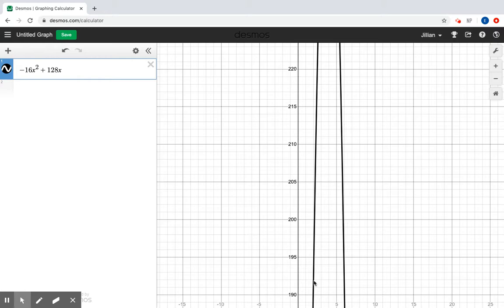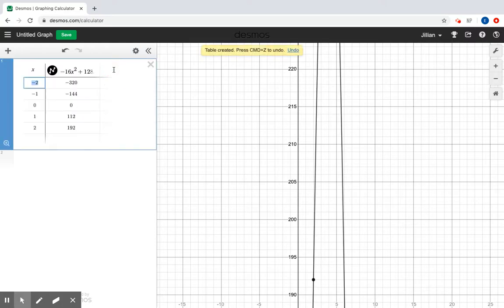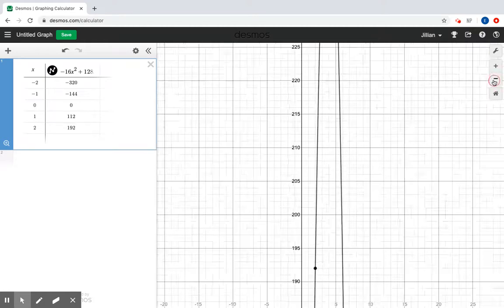I just want to disclose that to you right now. The second way that you can do this is you can come over to this side, click on this little settings button, and click on the one that looks like a table. It'll say convert to table. It gives you all of your x values with what your y values are. If it asks for 2 seconds, you come over here and look at 192 feet. Okay, so those are the different ways that you can do that.